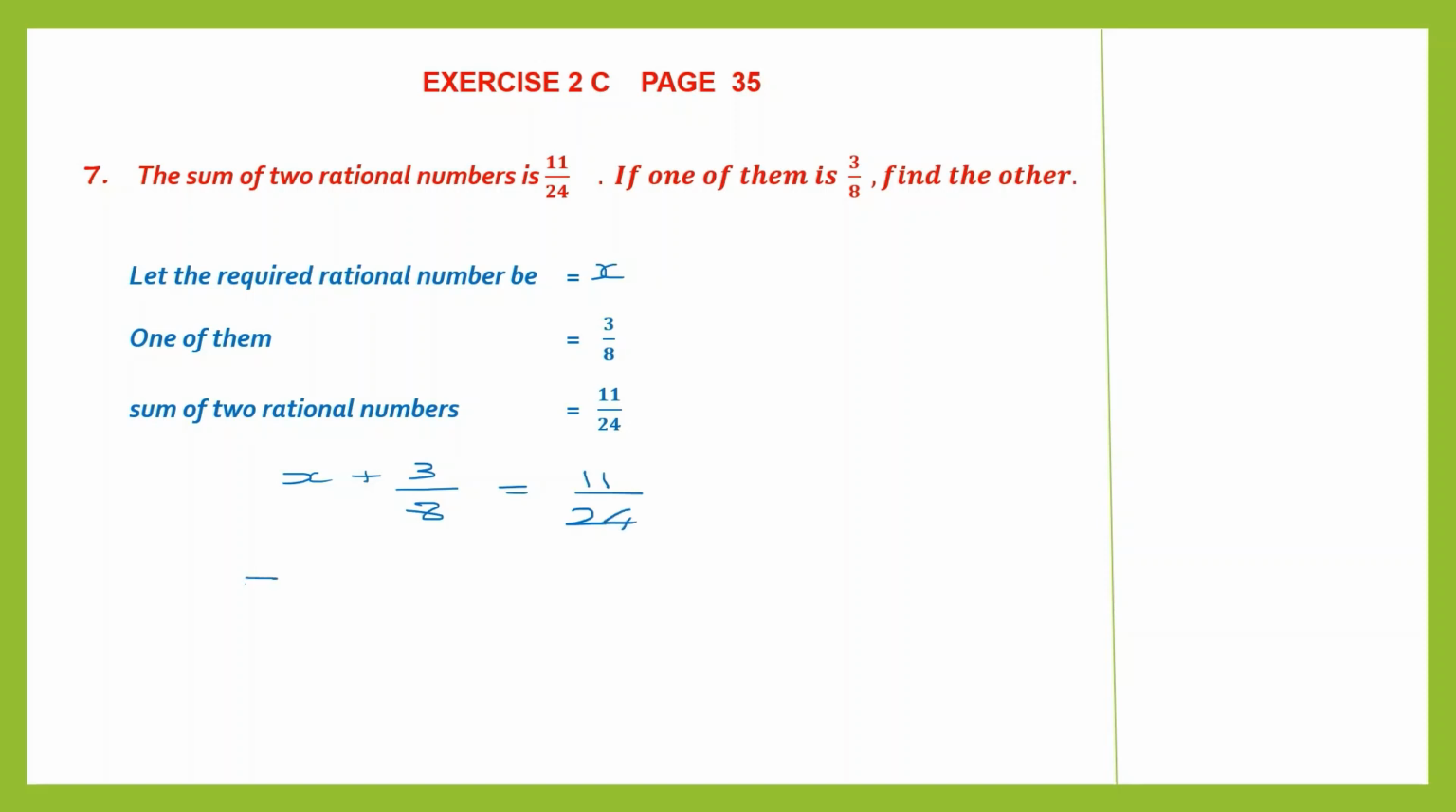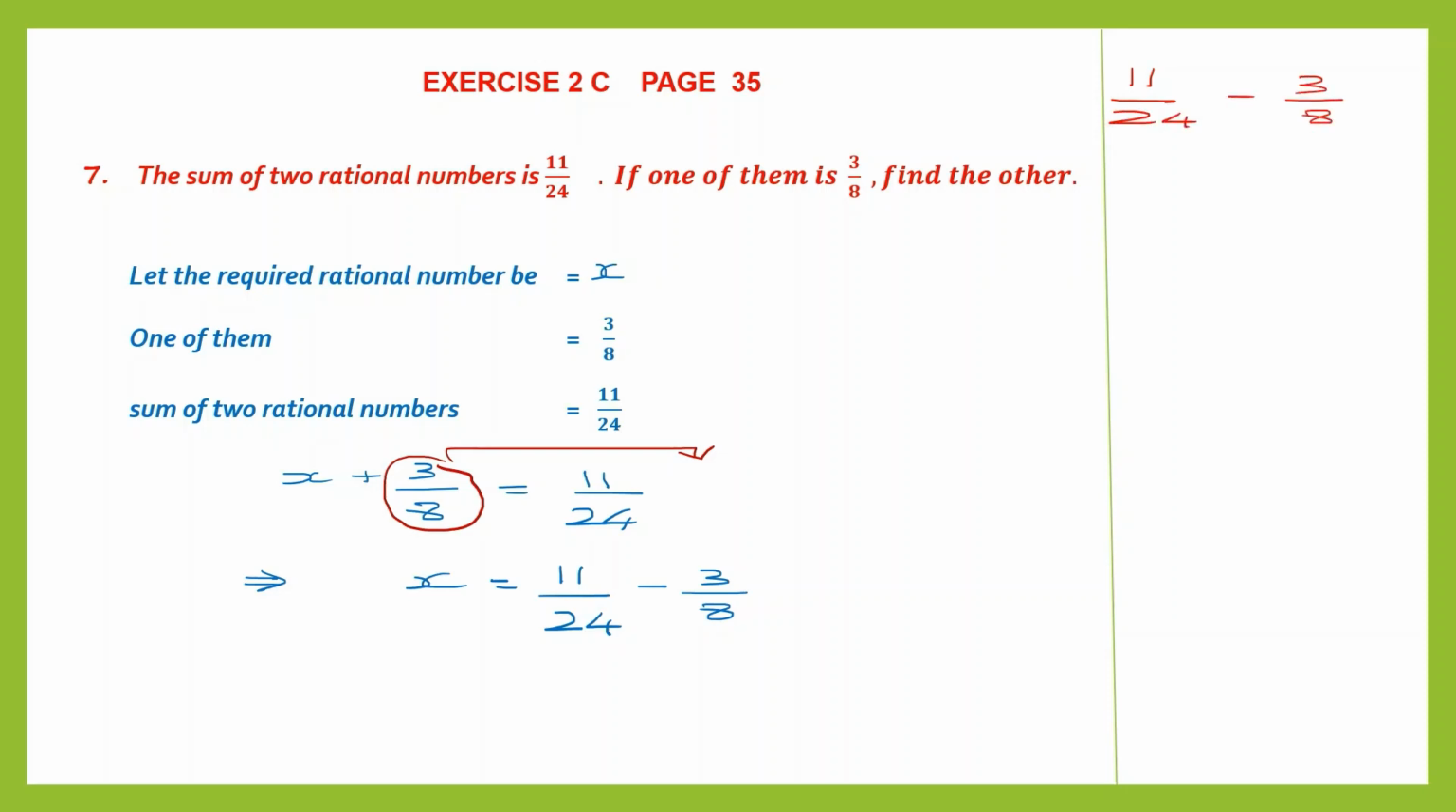Okay, so now if we have to find the value of x, this is in the form of an equation. We write 11 by 24 on the right side as it is. Now we are going to take this 3 by 8 from the left hand side to the right hand side. When you take it to the right hand side, it becomes subtraction because on the left it is addition. So minus 3 by 8. Now we have to do 11 by 24 minus 3 by 8. So let's do that in the working column.